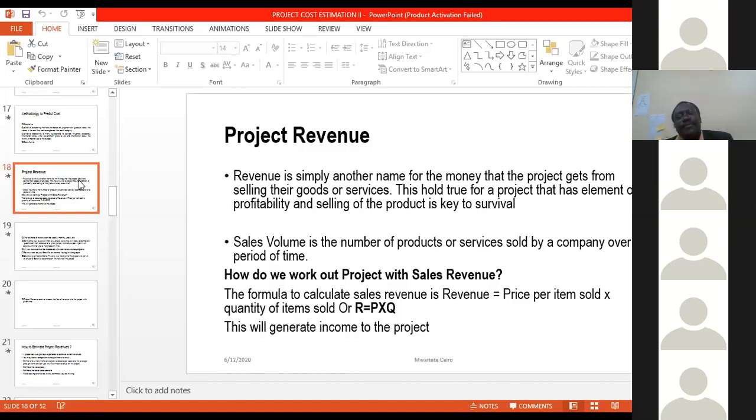So how do you work out sales revenue? It's price times quantity. Yes, it is price times quantity. But in some other projects, it is just about receiving grants. It is about aid. It is about loans. All those will be part of revenue flowing into the projects.